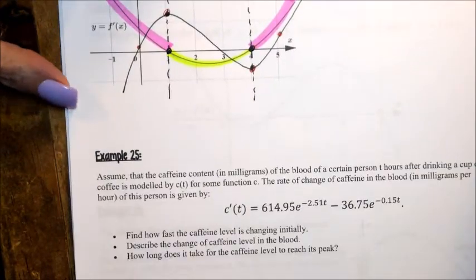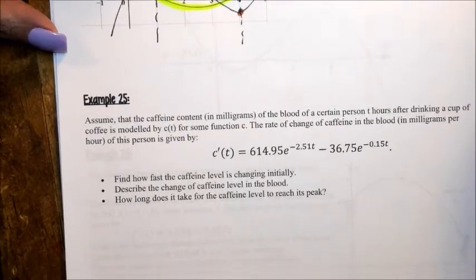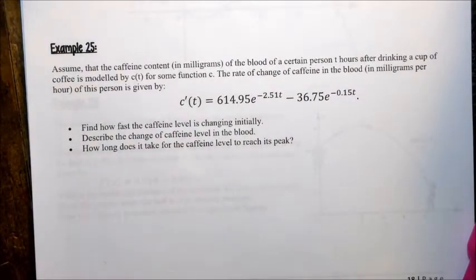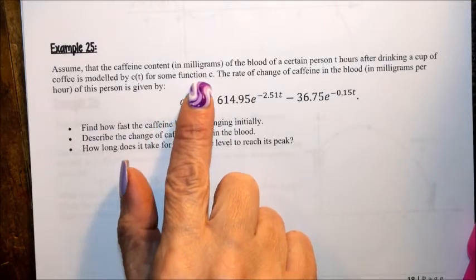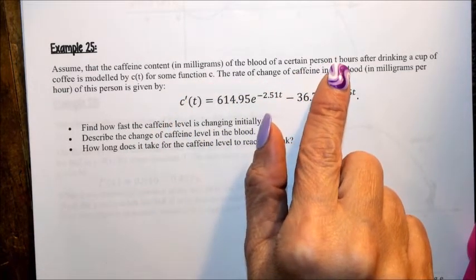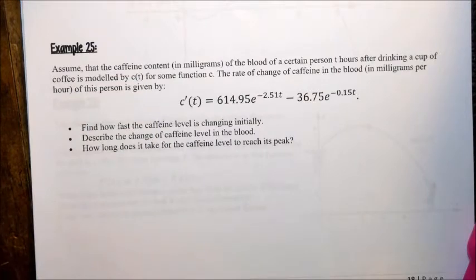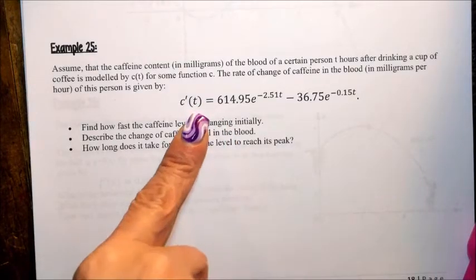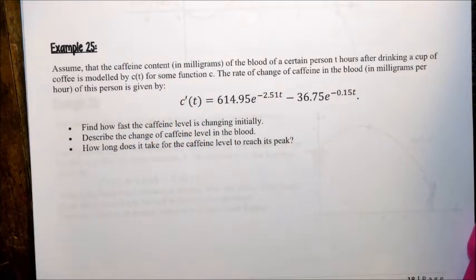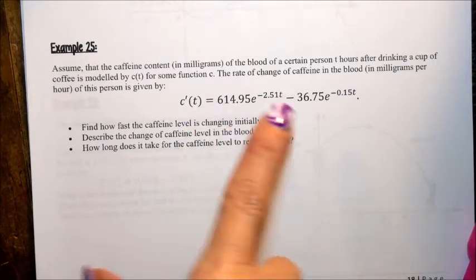Okay, example 25. Assume that the caffeine content in milligrams of blood of a certain person t hours after drinking a cup of coffee is modeled by C of t. Here's C. Oh, that is a pretty function. Okay, the rate of change of caffeine in the blood in milligrams per hour in this person is given by this. So the rate of change, meaning you could think of it as the instantaneous velocity or just the slope, the derivative, whichever one that you want to call it. But the rate of change, our slope, is this right here, this function.